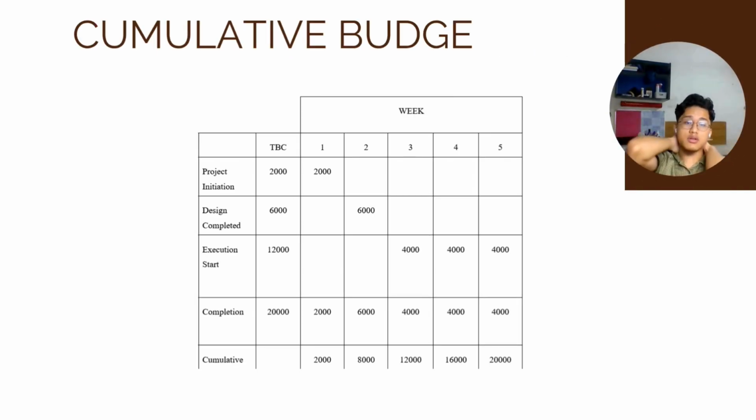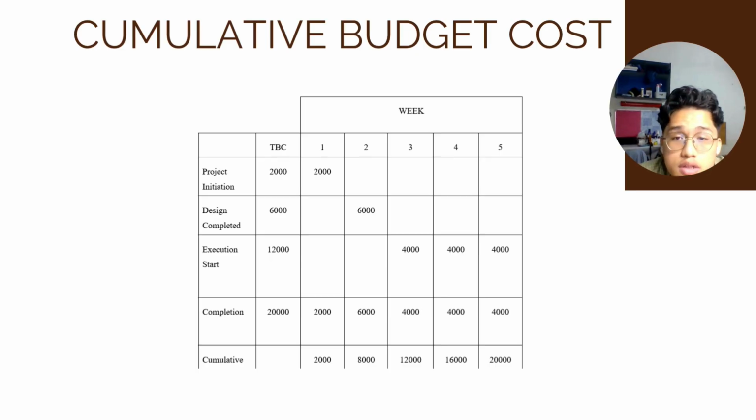Next is the cumulative budget cost. There are 5 weeks to complete the four activities. First is project initiation, second is design completed, third is execution start, and fourth is the completion. The total budget cost for project initiation is 2,000. For design completed it is 6,000. For execution start it is 12,000. And for completion the total budget cost is 2,000.